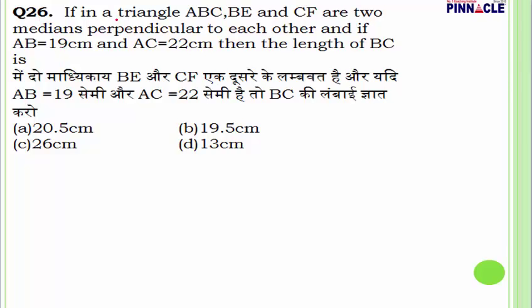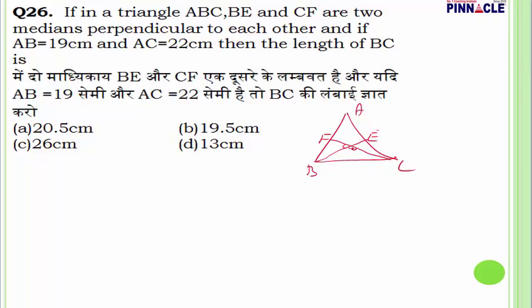So question number 26 is: if in a triangle ABC, BE and CF are two medians perpendicular to each other, and if AB is 19 and AC is 22 cm, then the length of BC would be? This is the triangle which is given, ABC, and CF and BE are perpendicular to each other. You can see this is 90 degrees. We have to find the length of BC.